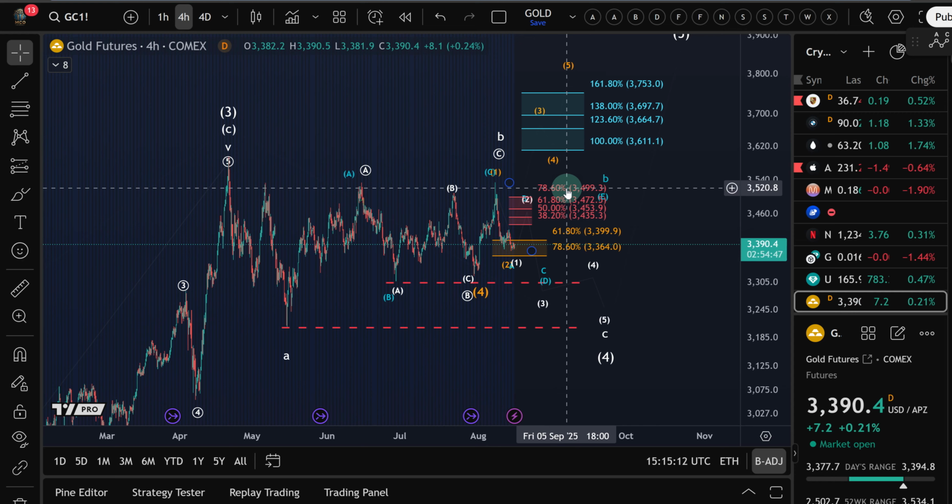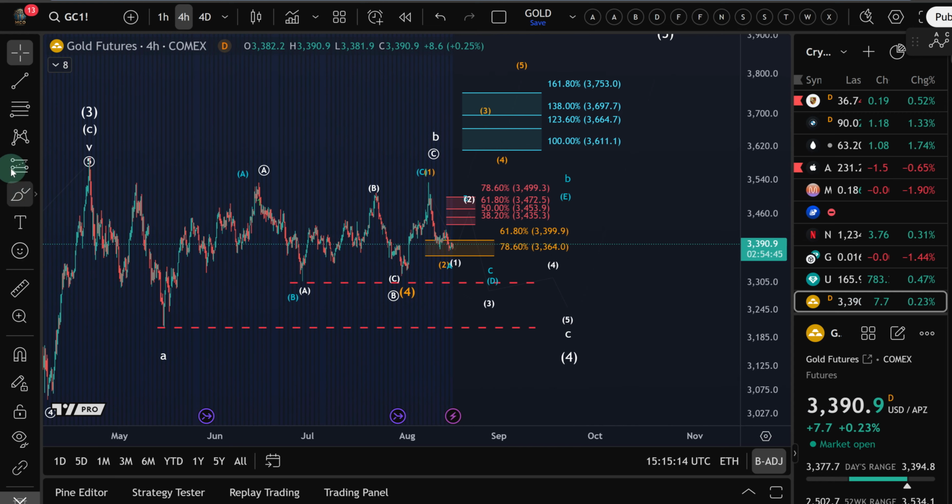So now let us talk about the most bearish count. Always please understand, it is, you could say, bearish, but actually it's all part of a larger degree bullish count.